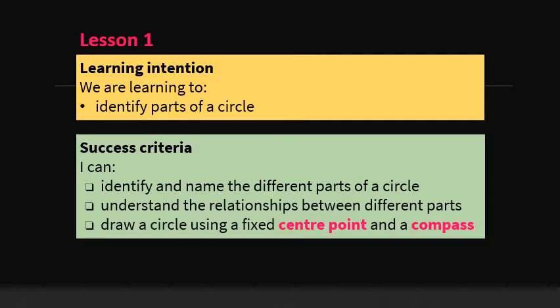So our main learning intention today is to identify parts of a circle. To do that, you'll need to firstly identify and name the different parts of a circle, understand the relationship between those different parts, and lastly, we're going to draw a circle using a fixed center point and a compass.